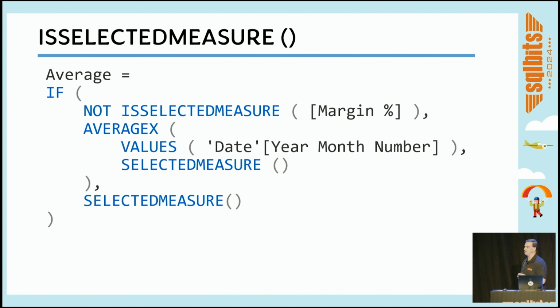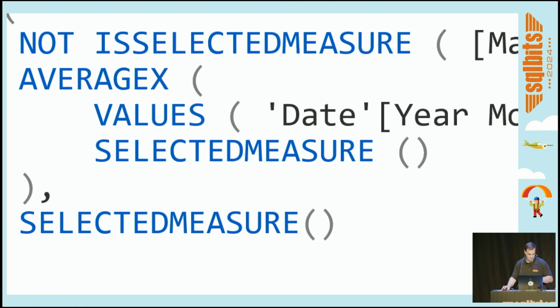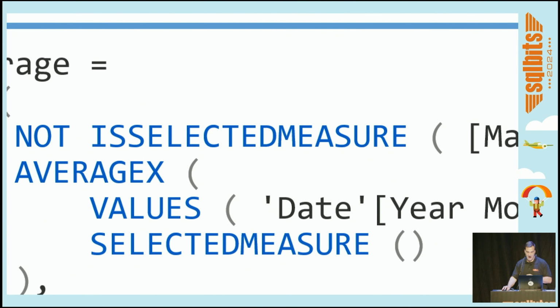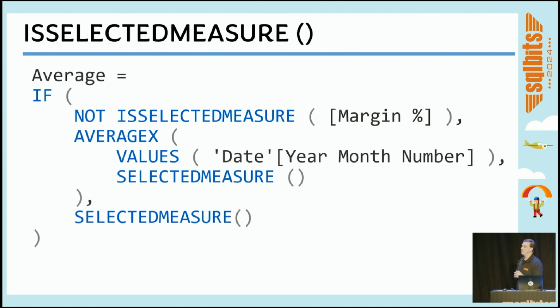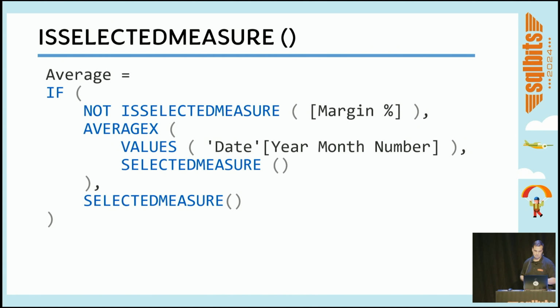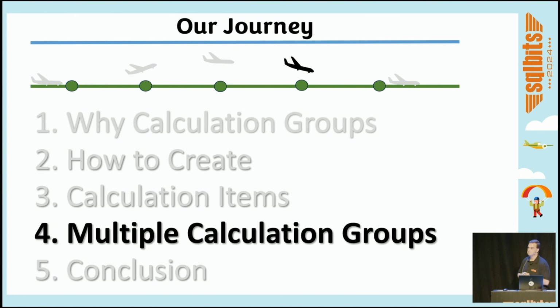So this is the example of the average: if I'm not margin percent, then I'm going to go ahead and calculate the average. But if I am margin percent, just return the original. So now we're kind of coasting in.